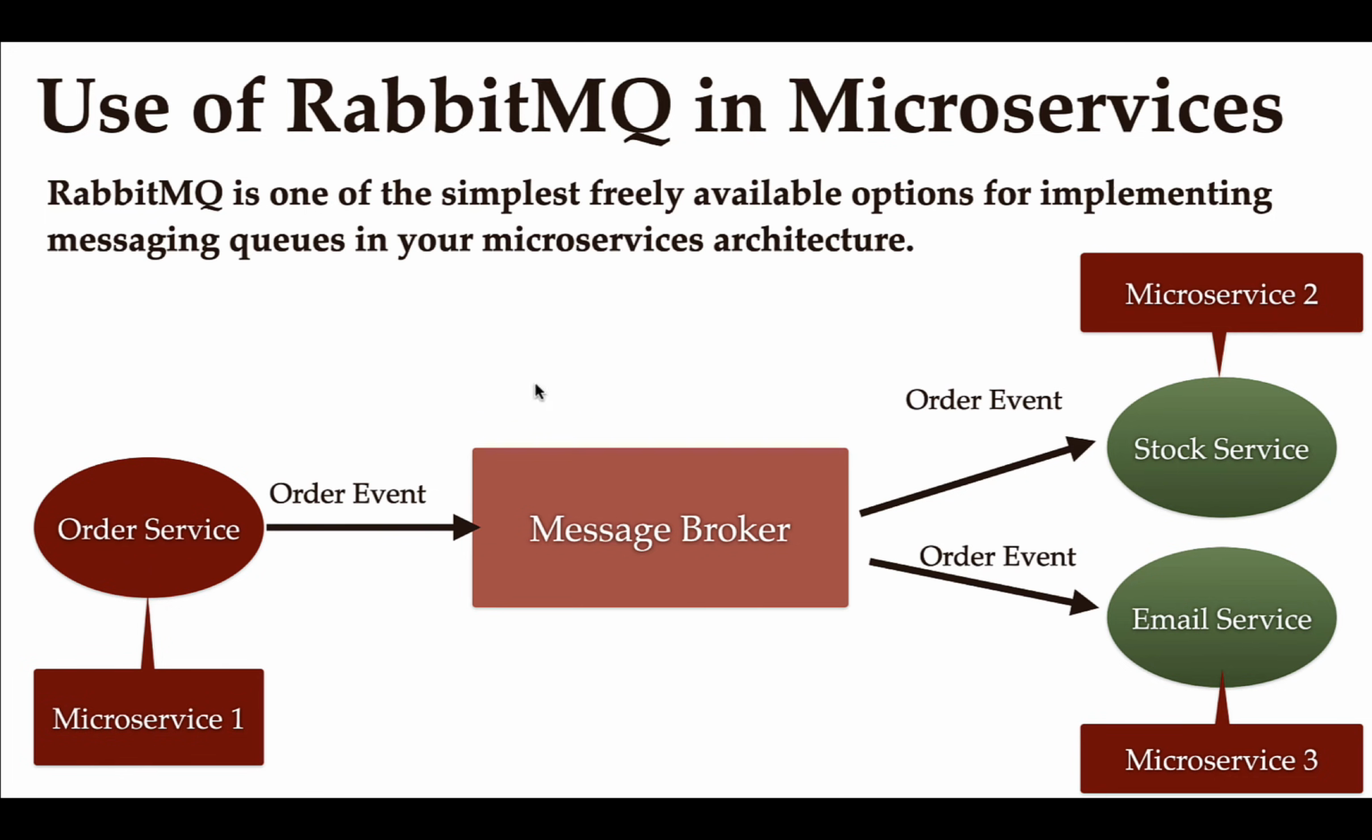between multiple microservices. For example, if you can see this architecture over here, this architecture has 3 microservices like order service, stock service and email service, and these microservices will communicate with each other using message broker. Message broker can be a RabbitMQ or Apache Kafka or any other message queues. In this course, we'll learn how to use RabbitMQ as a message broker for asynchronous communication between multiple microservices.